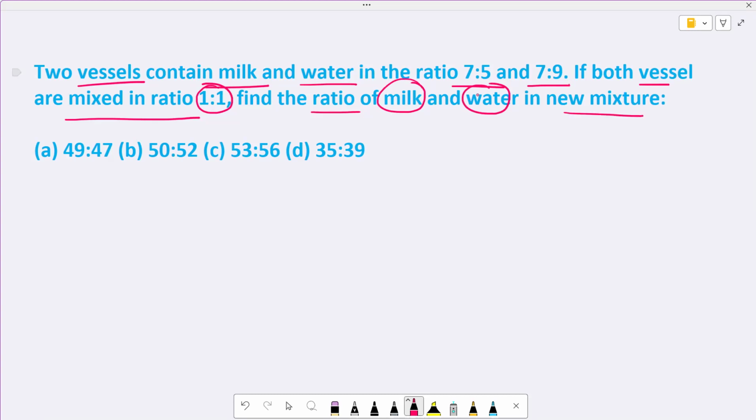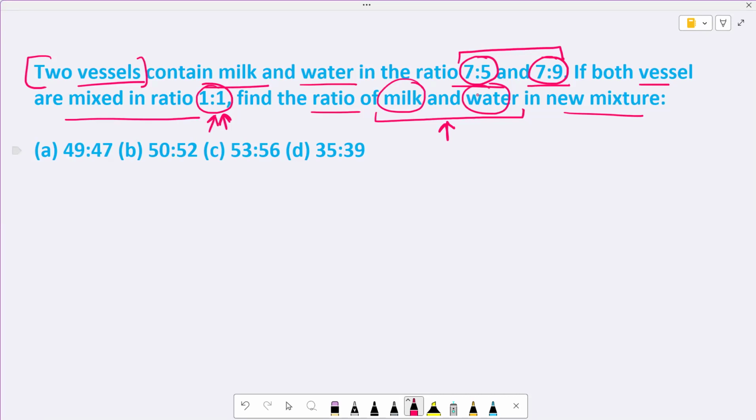new mixture. Meaning they have given us how we are mixing these two mixtures. Suppose A and B are the two vessels that we have. But what they're asking us is the ratio of the milk and water, which they have already given to us individually for both vessels, suppose A has this much and B has this much. So what will be the final ratio if we mix them in the ratio 1 is to 1.